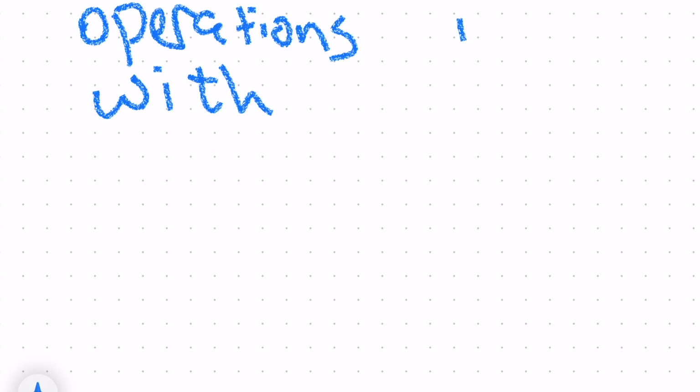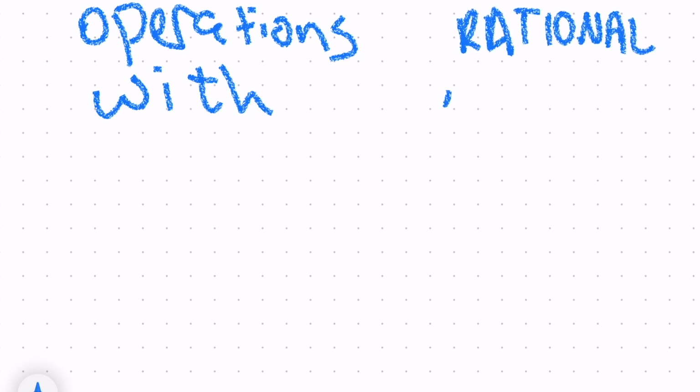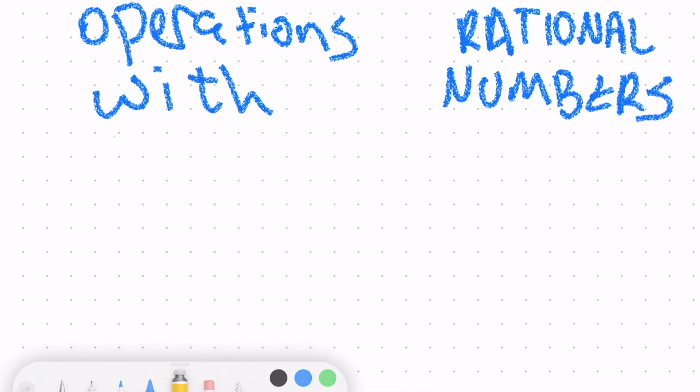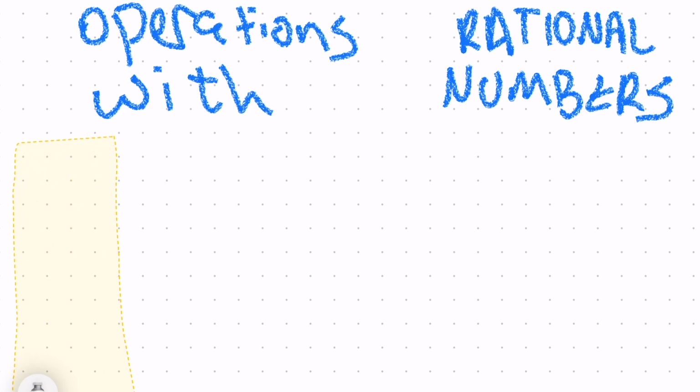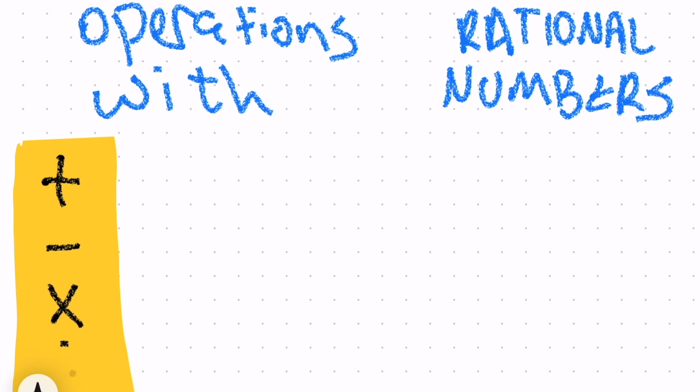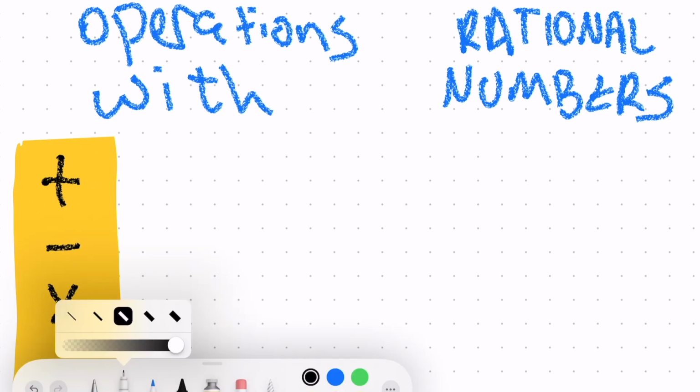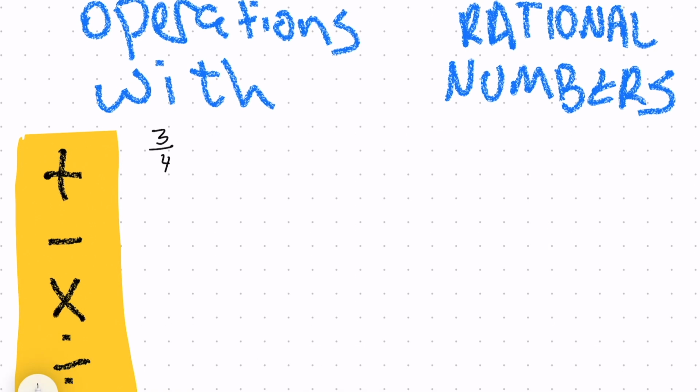Now, let's move from integers to operations with rational numbers. Again, we'll be looking at the 4 basic rules of operation, which include addition, subtraction, multiplication, and division. Let's take a problem like 3 over 4 plus 1 over 5.